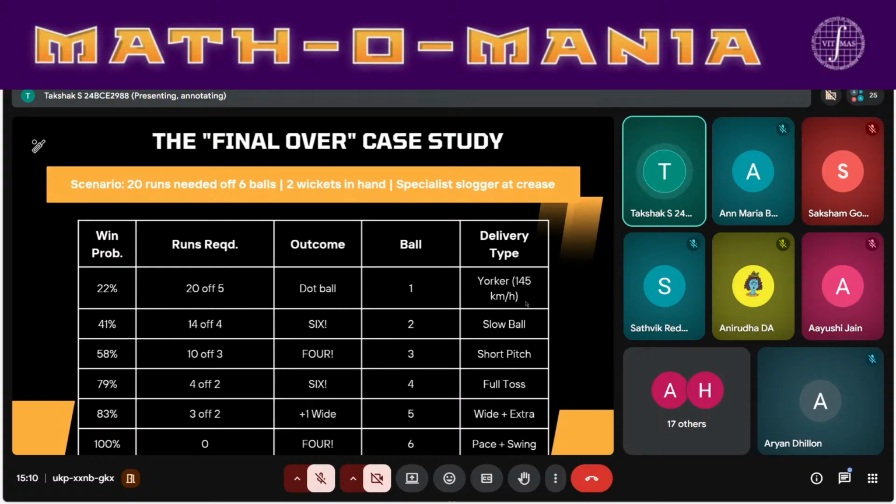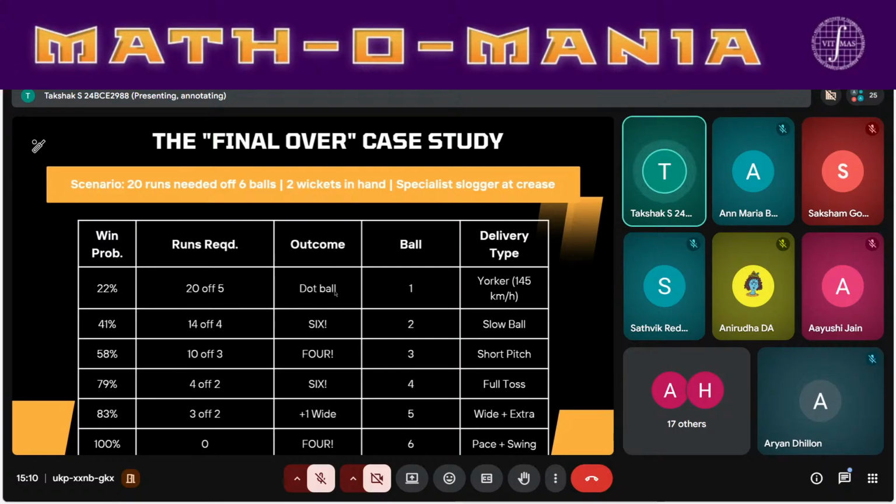In ball one, they are in serious trouble. The bowling team's first ball was perfect, and it was just a dot ball, so the runs required remains the same, and the delivery type is a yorker, and the win probability is 22%. On the second ball, it's a slow ball, and the outcome is 6, and the runs required is 14 off 4, and the win probability increases to 41% here.